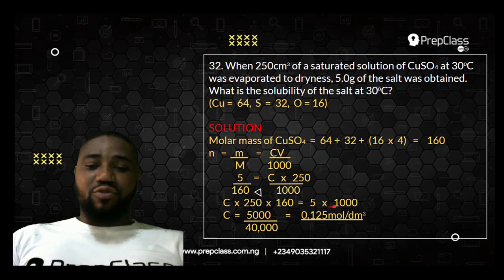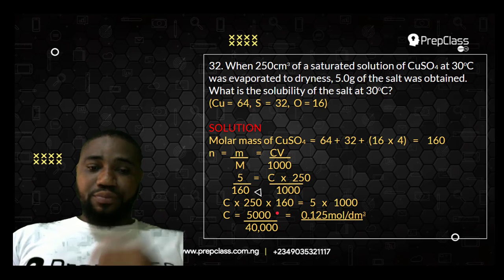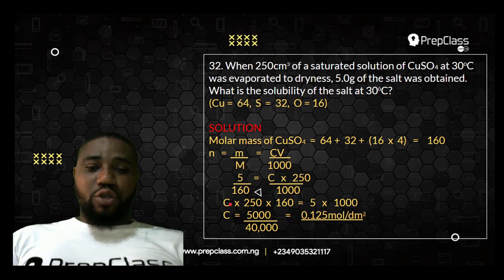If you multiply 250 by 160, you are going to get 40,000. And of course 5 times 1000 is 5,000. So what you have to do is to multiply, then divide both sides. It's very simple arithmetic. 250 times 160 is 40,000. 5 times 1000 is 5,000.